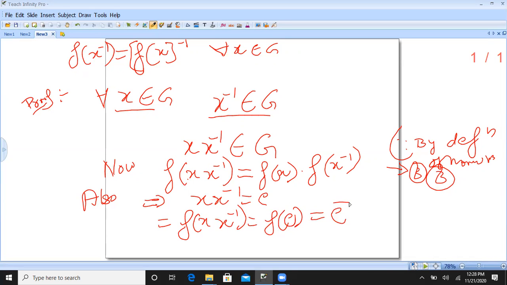Okay, we can say that f of x inverse, we already studied in groups, x inverse has value E. So we can write that f of x into x inverse is equal to f of E. And the value of f of E is E bar. Okay, right? So we know this.